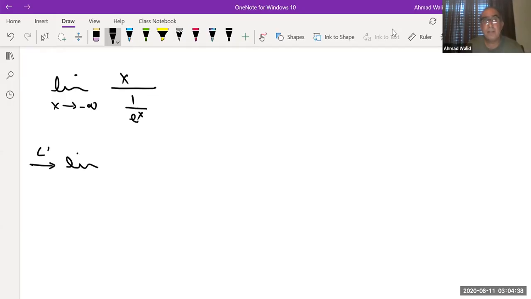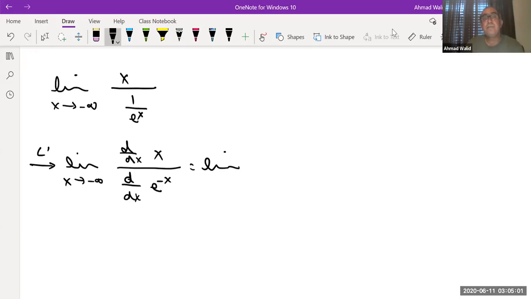Then limit of the derivative of the numerator. It means like this, d/dx of x over, instead of 1 over e to the x, I can write d/dx of e to the -x. Still x approaching -infinity. Keep the limit, x approaching -infinity. You see, in every single step, I write my notation. I write the limit, x approaching -infinity, and in every single step, I keep it.